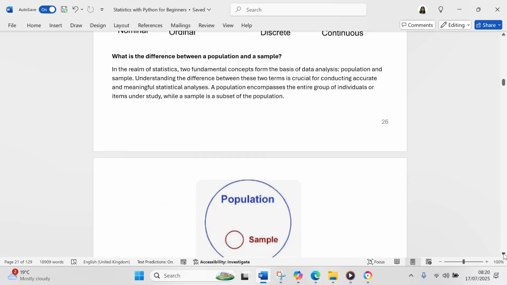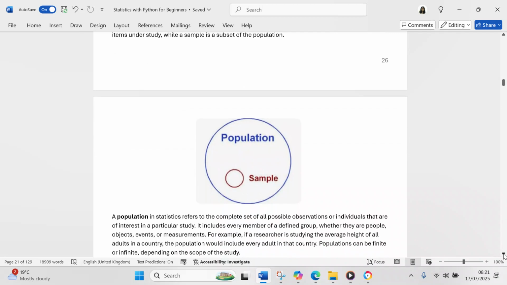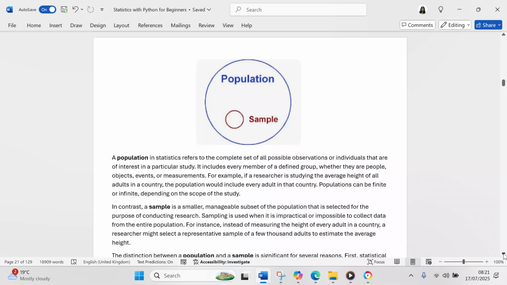So we ask the question, what is the difference between a population and a sample? In the realm of statistics, two fundamental concepts form the basis of data analysis, population and sample. Understanding the difference between these two terms is crucial for conducting accurate and meaningful statistical analysis. A population encompasses the entire group of individuals or items under study, while a sample is a subset of the population. So we've got a diagram of the population, which is the whole, and then a sample is just a part of that.